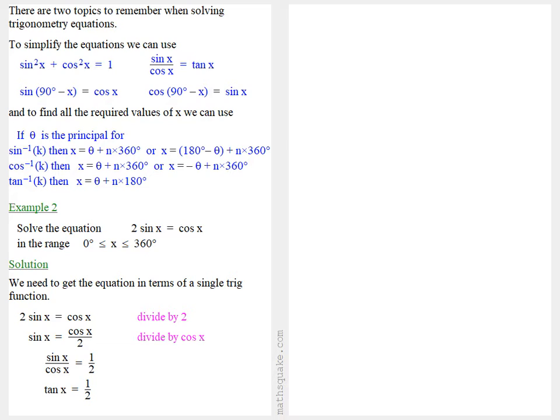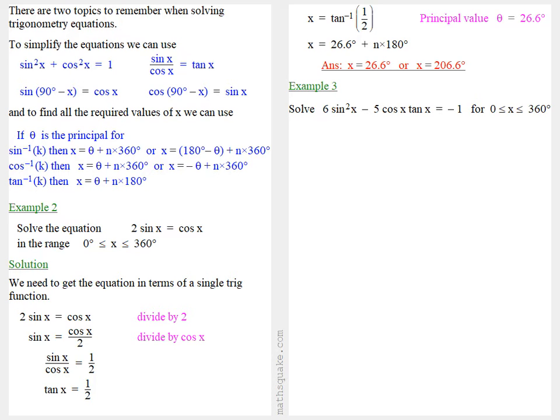So the tangent of x is equal to a half, which means we can take the inverse tangent. So x is equal to the inverse tangent of a half, and we can get the principal value on a calculator. It's 26.6 degrees. So the general solution is x equals 26.6 degrees plus n times 180 degrees. So if we're in the range 0 to 360 degrees, that gives us two solutions, x equals 26.6 degrees or x equals 206.6 degrees.